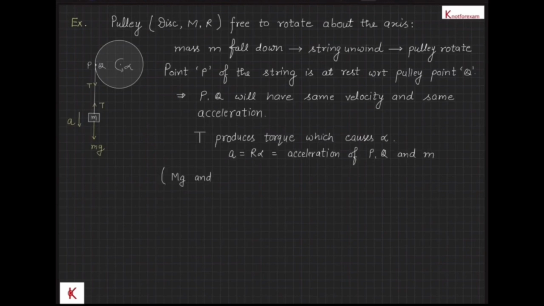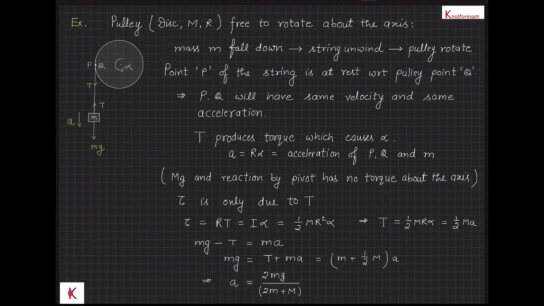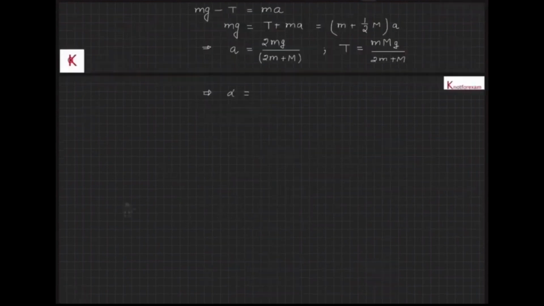You can see that mg and the reaction by the pivot have no torque about the axis, therefore net torque will be the torque produced by the tension T, and that is equal to the perpendicular distance from the axis, that is the radius of the pulley, multiplied by the tension force, which will be equal to RT. By the relation τ equals I α we can find T, and applying Newton's second law for the motion of mass m, we get mg minus T equal to m a. By using the above relations, we can find the tension T in the string, the acceleration a of the mass, and the angular acceleration α of the pulley.